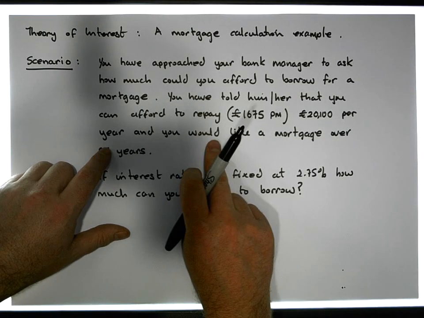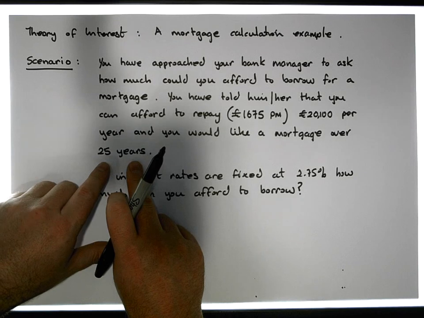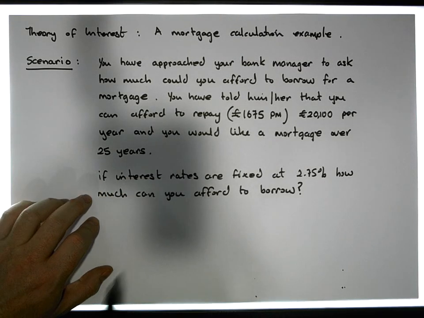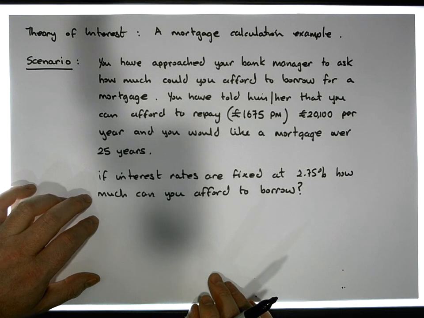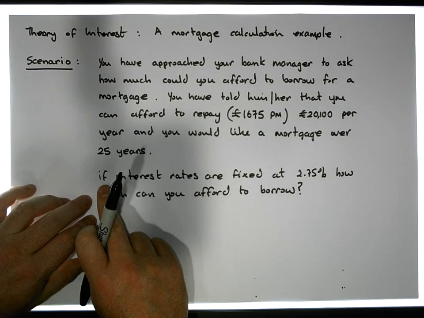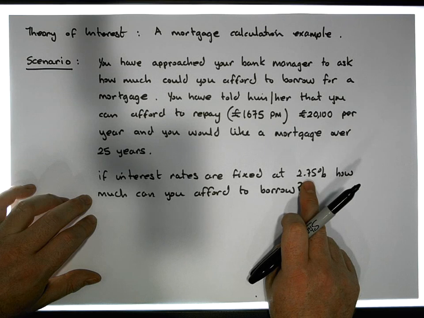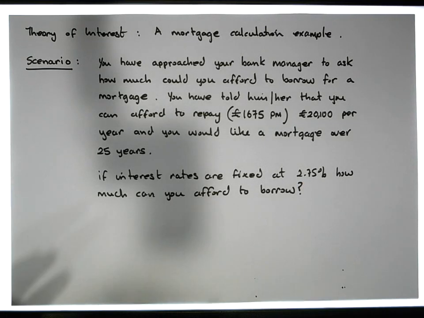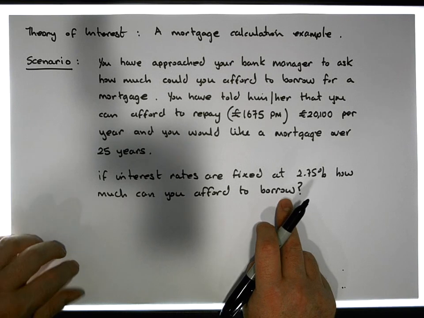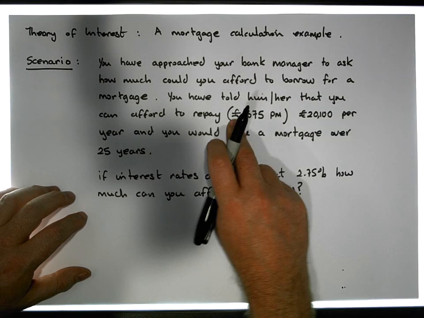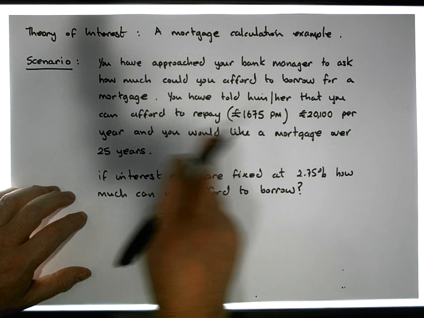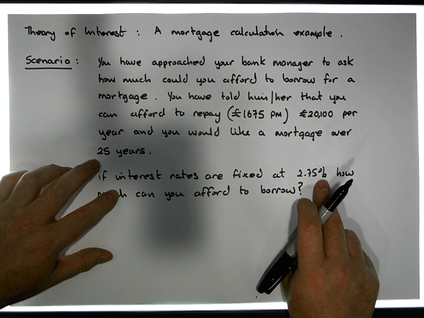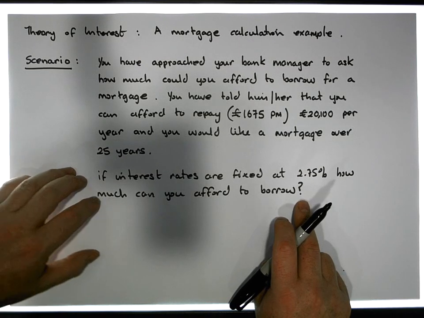And you would like a mortgage over 25 years. So you'd like to repay your mortgage back over 25 years. We have to set some other boundaries, and actually the bank manager will know the answers to these questions. If interest rates are fixed at 2.75%, how much can you afford to borrow? The bank manager needs to tell you this. You're going to tell him how much you can afford to repay and how many years you want to take the mortgage out over, and he's going to figure out what the interest rate would be, and he's going to tell you how much he'll actually give you for a mortgage.